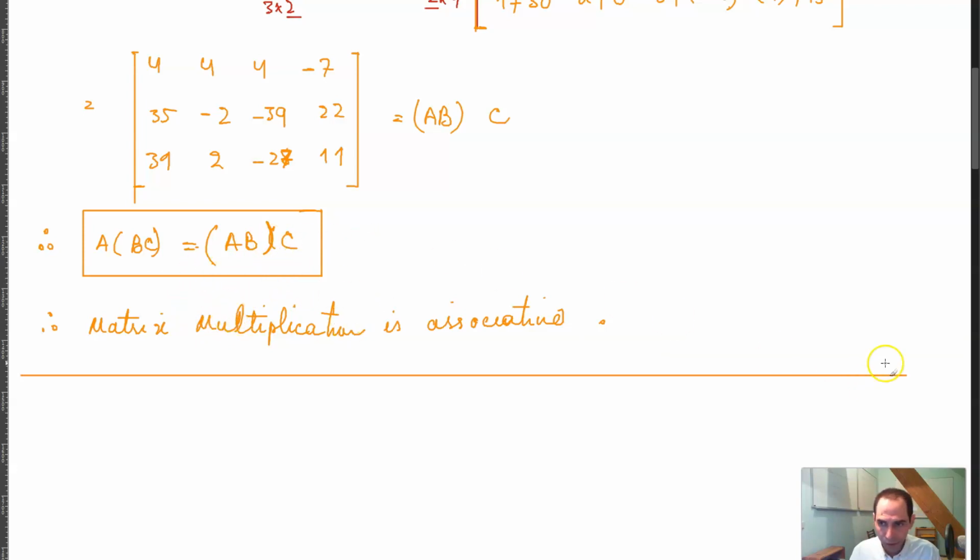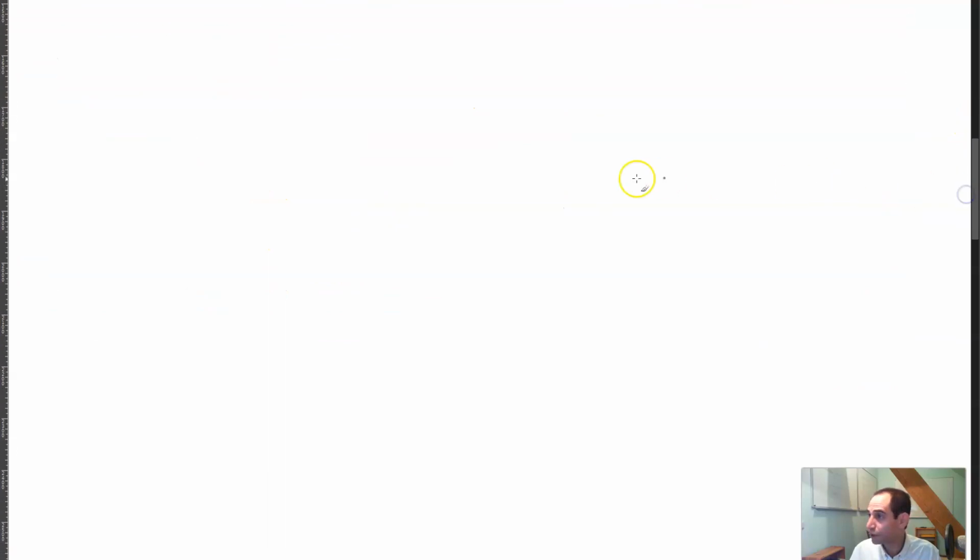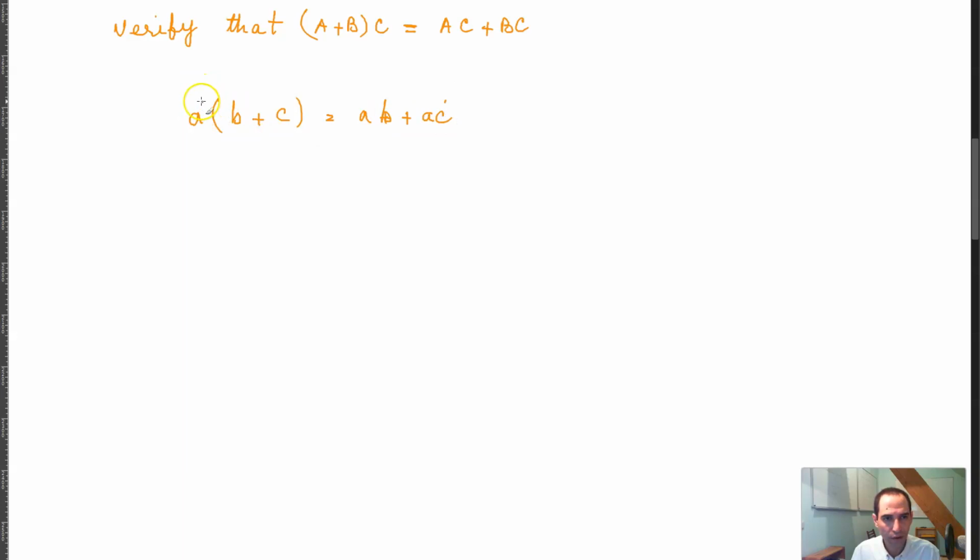So we have the same three matrices, and we want to verify that A plus B times C is equal to AC plus BC. Normally, if A, B, C were real numbers and you had A times B plus C, that would be AB plus AC, and then you would say that multiplication distributes over addition.